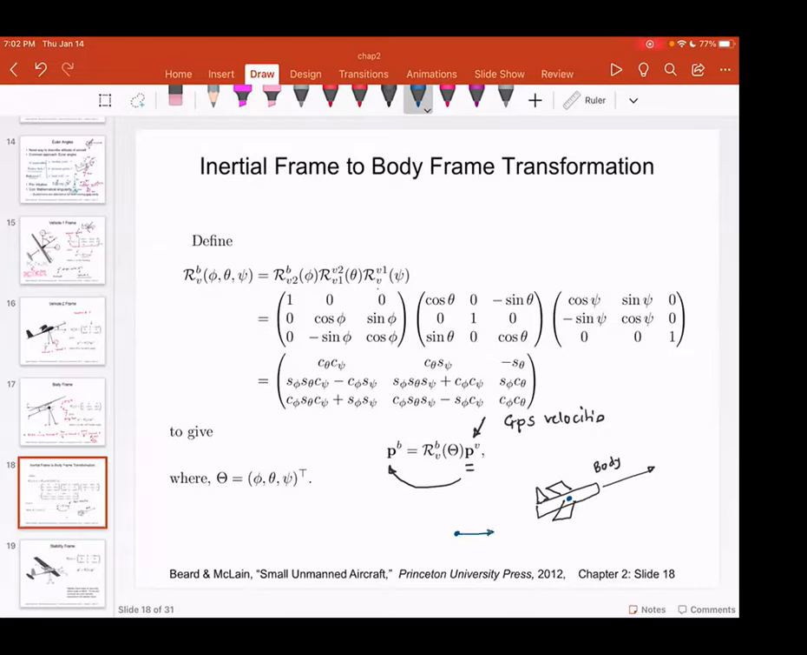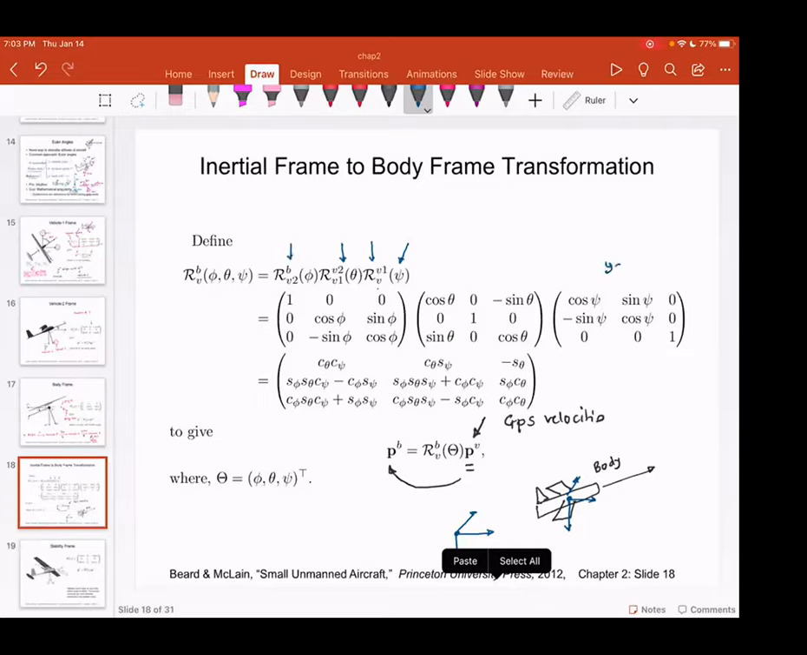So if this is earth fixed down, here you're going to have the same NED frame. So you are in the vehicle frame. To go from the vehicle frame to the vehicle one frame, you use this transformation. To go from vehicle one frame to vehicle two frame, you use this transformation. To go from vehicle two frame to body frame, you use this transformation.